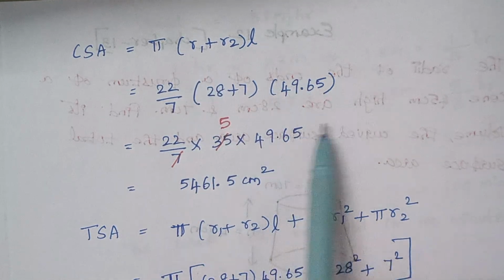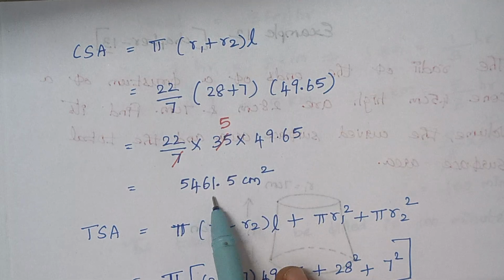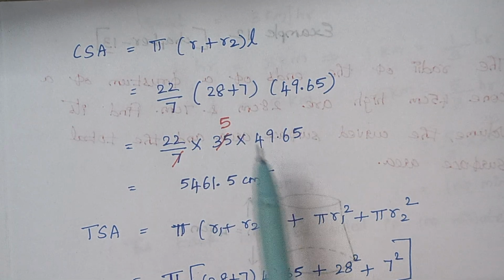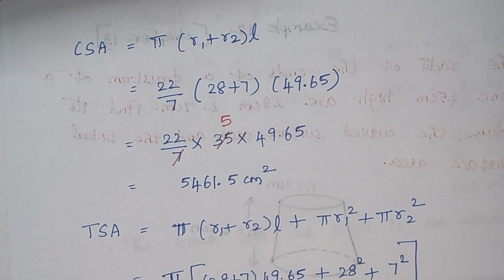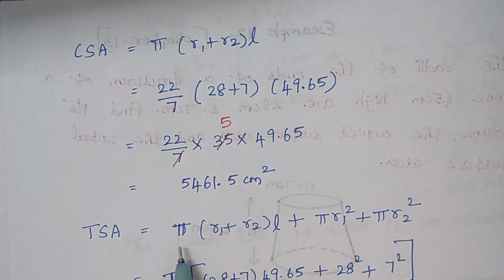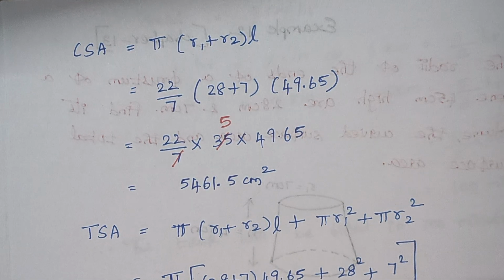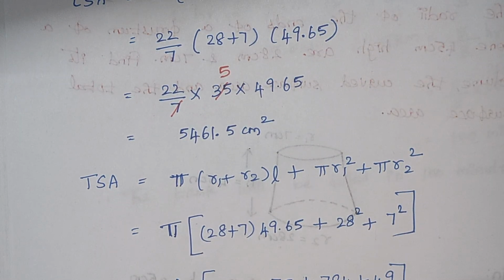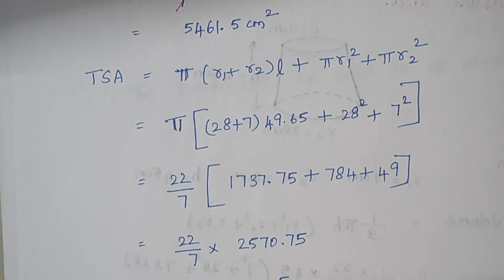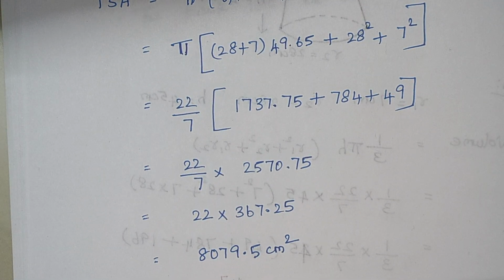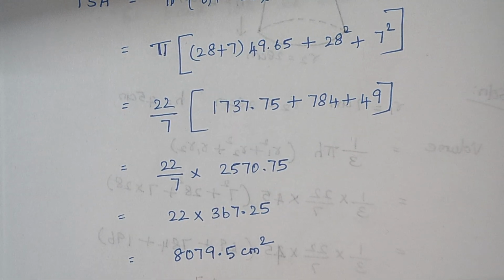So we know all the values, just substitute and simplify and here the answer is 5461.5 centimeter square because here it is area. Now the next thing is total surface area. Again this is the formula, pi into r1 plus r2 into L plus pi r1 square plus pi r2 square. Again just substitute all the values, simplify, and here we are getting the answer as 8079.5. Again this is area, so here the unit is centimeter square.